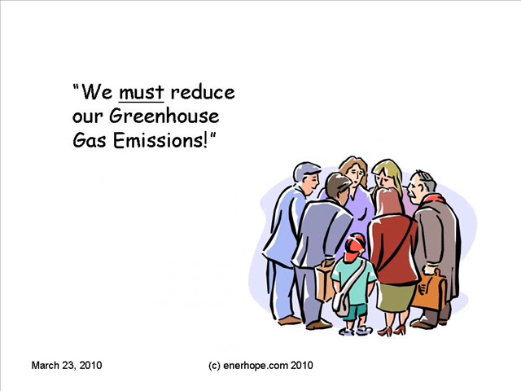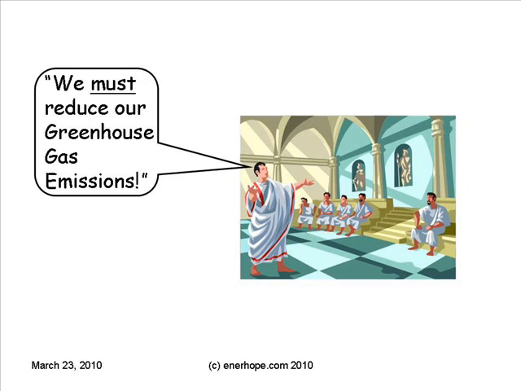The people of Enerhope are concerned about climate change. They tell the government of Enerhope, we must reduce our greenhouse gas emissions. Here are the elected officials of Enerhope debating the greenhouse gas issue in the Senate. The government of Enerhope is determined to reduce Enerhope's annual emissions of greenhouse gases. By how much? The government of Enerhope sets a target for emission reductions by the year 2015.